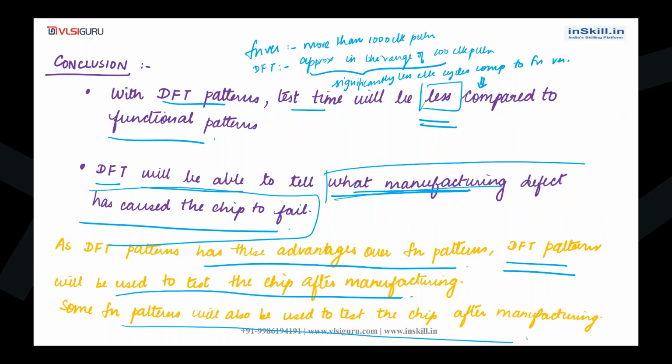So DFT patterns have these two advantages over functional patterns: test time is less, and we are able to tell what manufacturing defect has caused the chip to fail. As a result, DFT patterns will be used to test the chip after manufacturing. Some functional patterns will also be used, but majority DFT patterns.